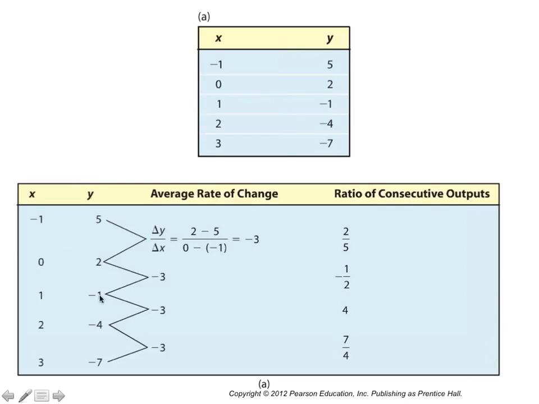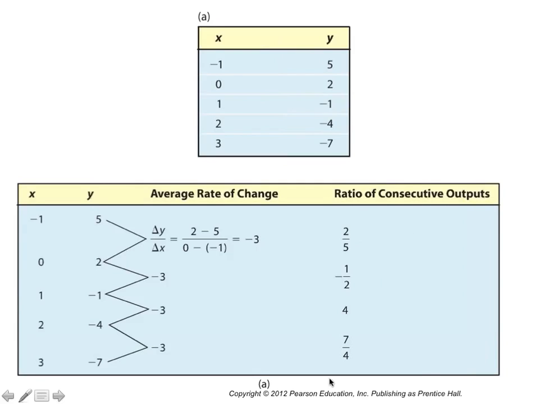And then if we do the same thing for all of these pairs all the way down the line, negative 1 minus 2 over 1 minus 0, again we get negative 3. And you'll see all the way down we get negative 3. When you're evaluating average rate of change, if you get the same value all the way down, that means you actually have a linear function.